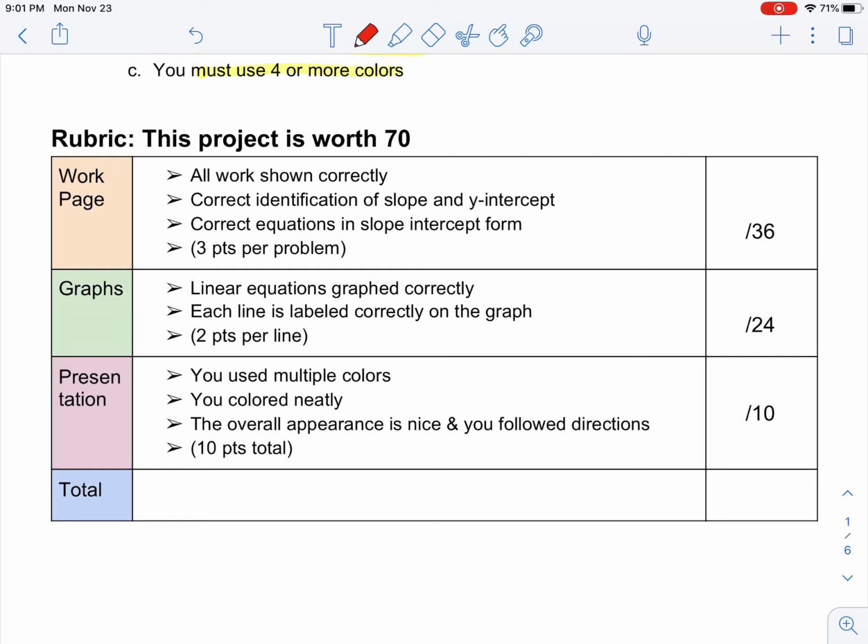Are your lines labeled? Do they have arrows? Things like that. And then your presentation, did you color it neatly? Did you use multiple colors? Did you follow the directions? Does it look nice? That's 10 points for a total of 70 points for this project.